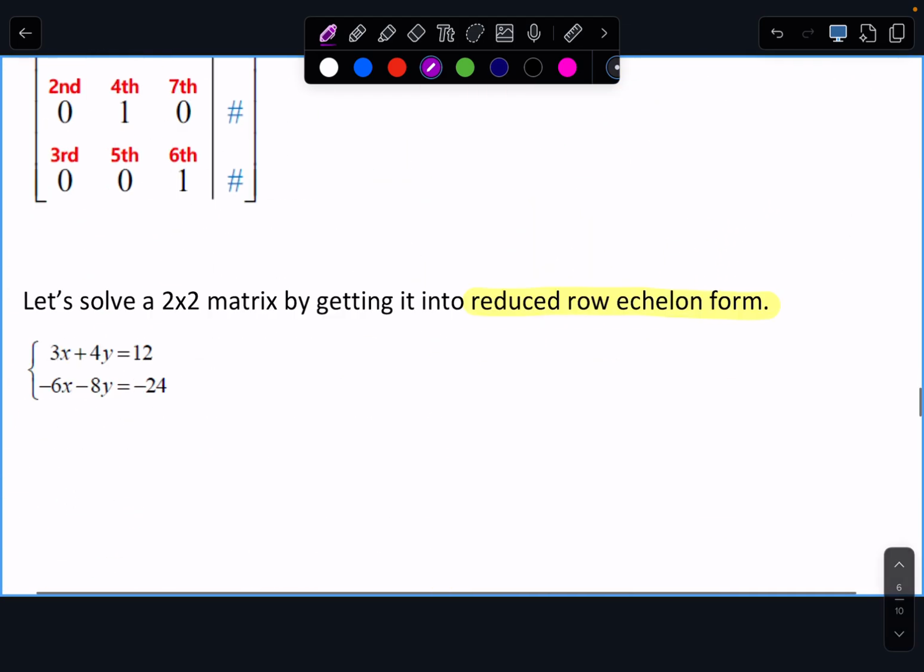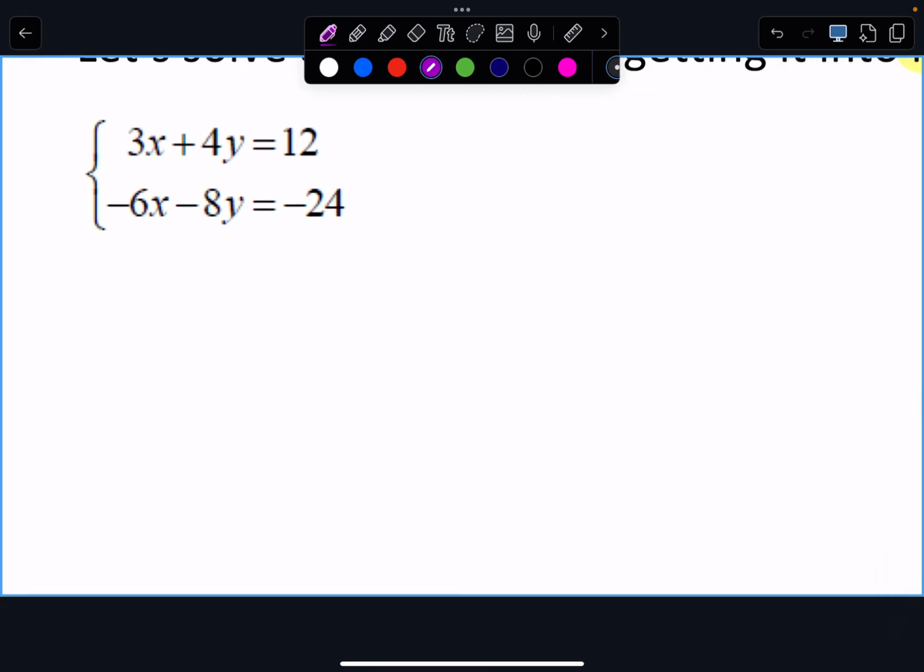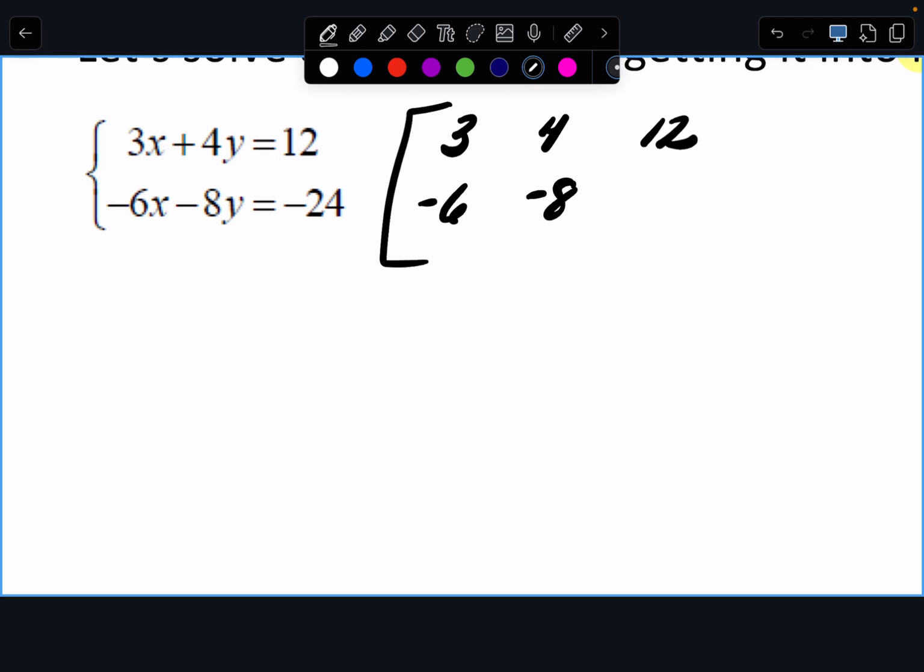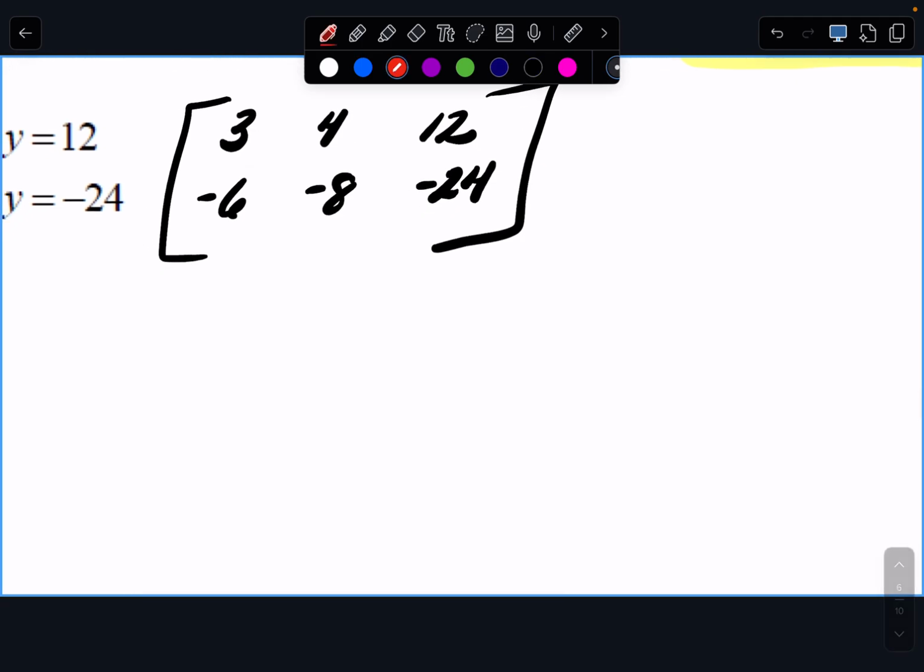Okay, let's do it. Let's do Gauss-Jordan. You've got to go in the correct order. 1, 0 below, 1, 0 below. Then 1, 0 above, 0 above. Here we go. Let's do it. Okay, 3, 4, 12. Negative 6, negative 8, negative 24. They want us to do reduced row echelon form. So let's get a 1 right here. So what are we timesing by? 1/3 times a third times a third.